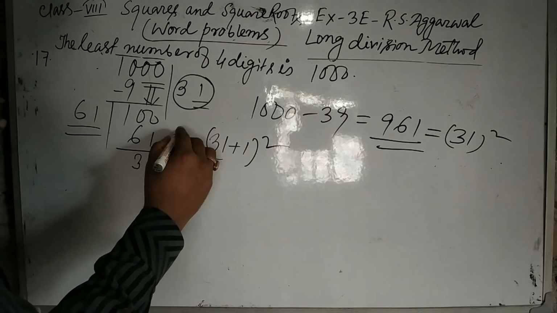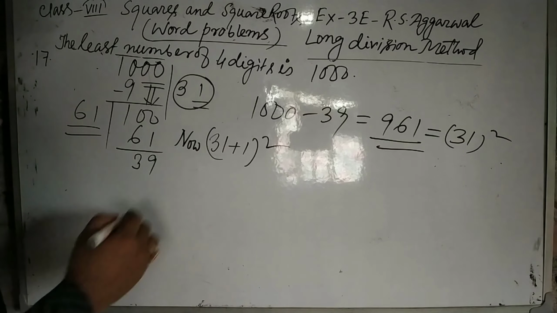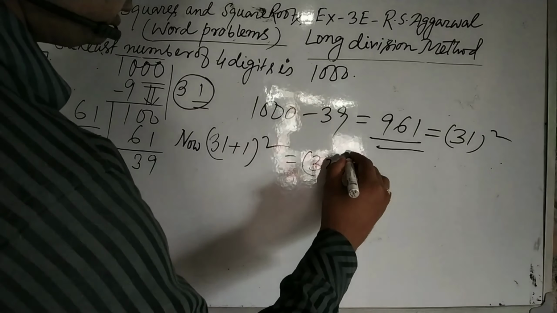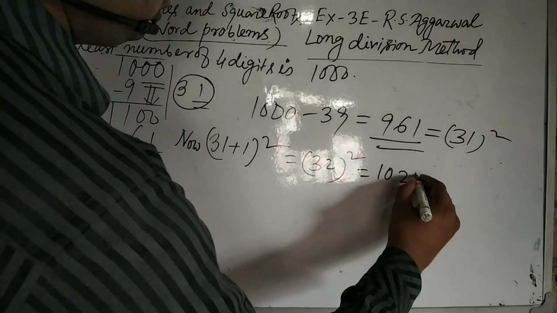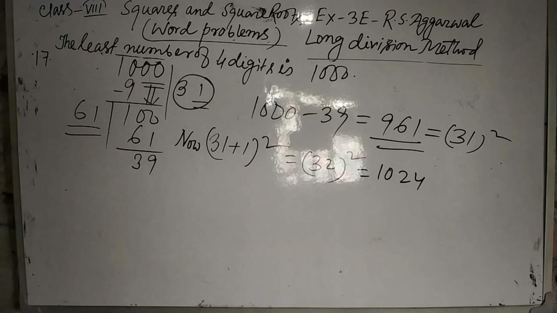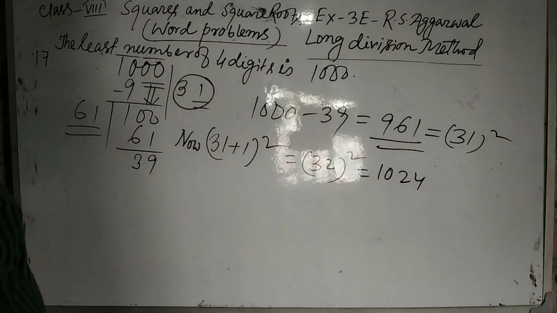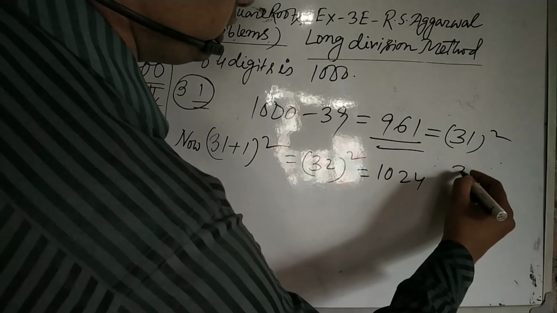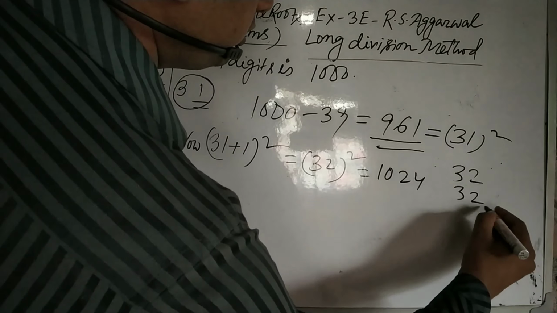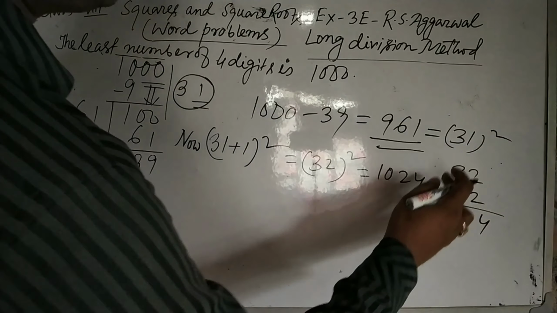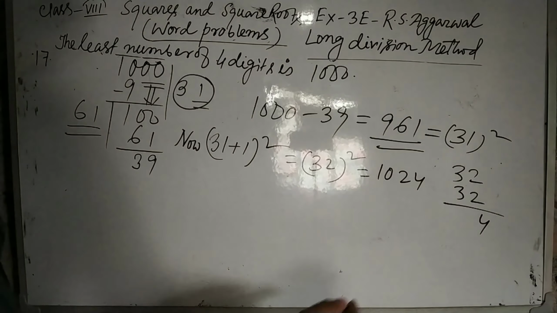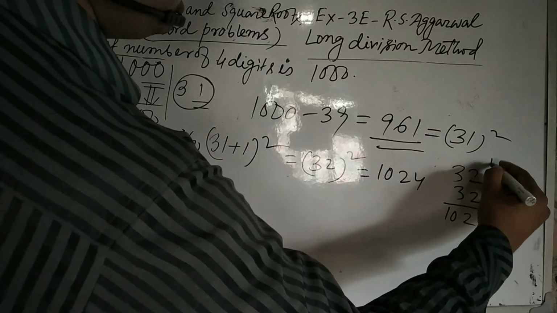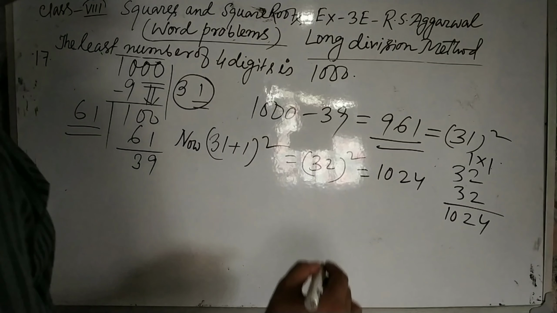Write down. Now 31 plus 1 whole square is 32 square, that is 1024. You can find it by multiplying 32 into 32, that is 1024. Check it. 2 2s are 4, 3 2s are 6, 3 2s are 6, 6 6s are 12, 2 1 in hand, 3, 3 3s are 9, 10. We are using this Vedic method.